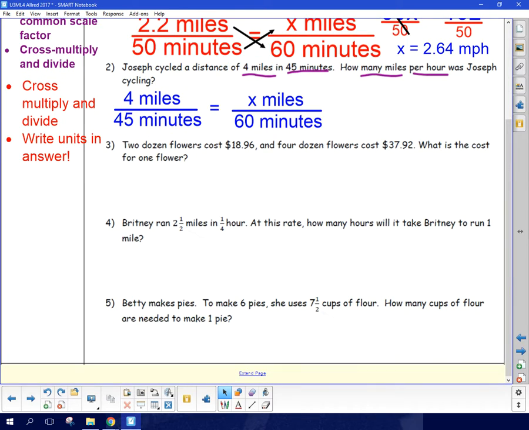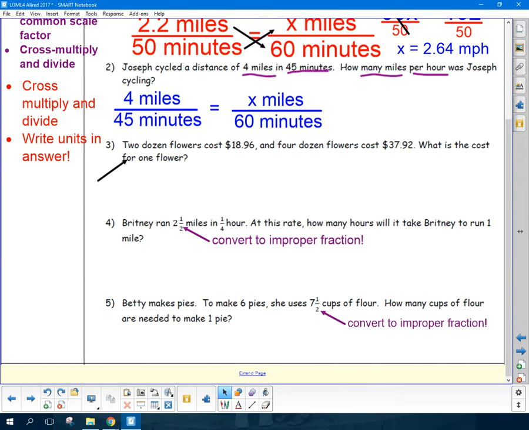All right. If 2 dozen flowers cost $18.96 and 4 dozen flowers cost $37.92, what is the cost for 1 flower? We're going to work on this one in my station. We're also going to work on numbers 4 and 5 in my station as well. What I notice about 4 and 5 is that I have some mixed numbers, so I probably convert those to improper fractions, and we'll talk about that when we get there in my station.